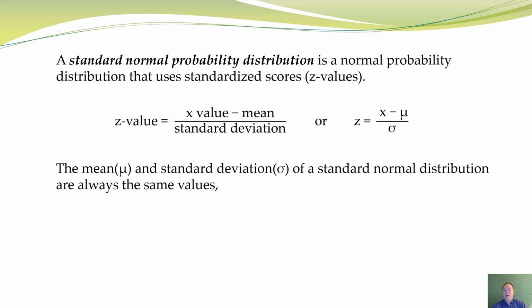The mean mu and the standard deviation sigma of a standard normal distribution are always the same values. The mean is mu equals 0. The standard deviation is sigma equals 1. So for any standard normal probability distribution, the mean is 0 and the standard deviation is 1.